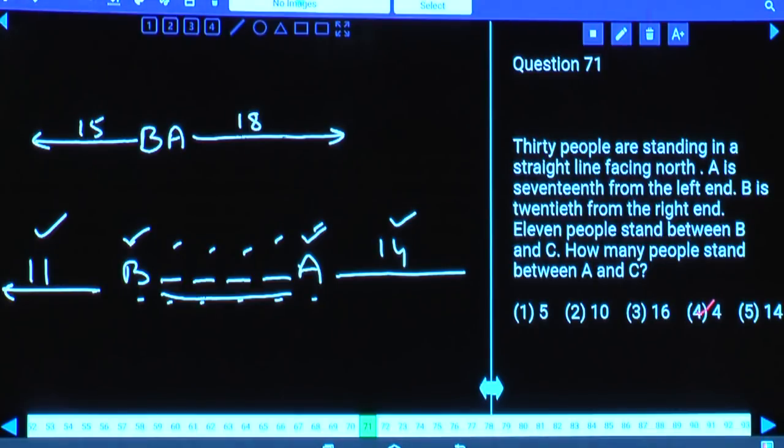No, we cannot have. Why can't we have 4 persons between? If we have 4 persons, then we are getting 31 persons. Yes, so how many of you got 31?